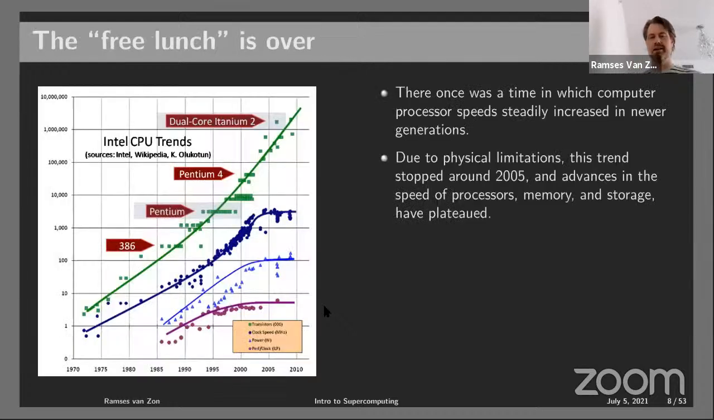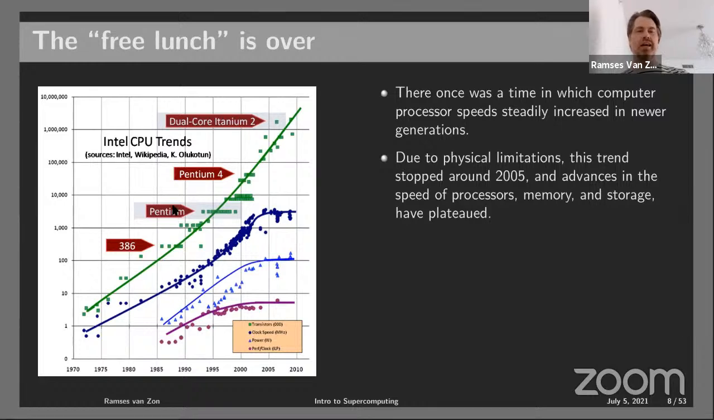Now, I'm a bit older than I think most of the attendees here, but I do remember the time of the free lunch, and by that I mean the era in which, when your computer was too slow to solve your problem, you waited a year or so, bought a new computer, and now it was 3 times faster, and your problem was solved. So that was actually a viable strategy. Like, your computer isn't fast enough, your program's not fast enough, you just wait.